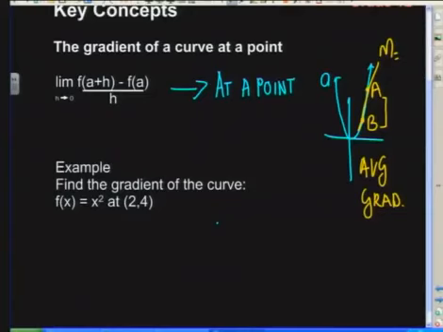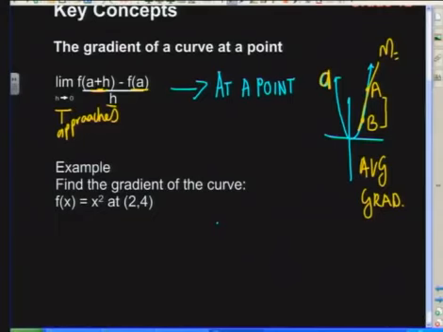So if I want to find the gradient at a point A on the curve, okay, the formula we use is limit as h approaches. Remember, the arrow means approaches. So the limit as h approaches naught, and it's always naught when we're trying to find the gradient at a point, and it's of f of a plus h minus f of a all over h.